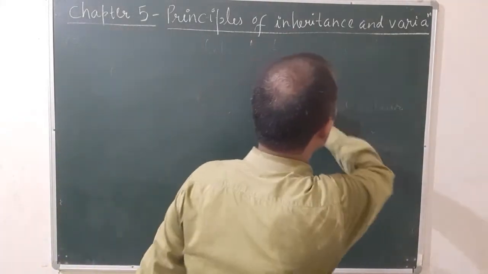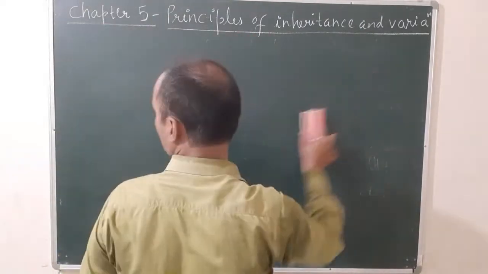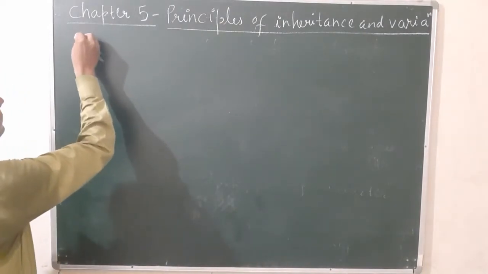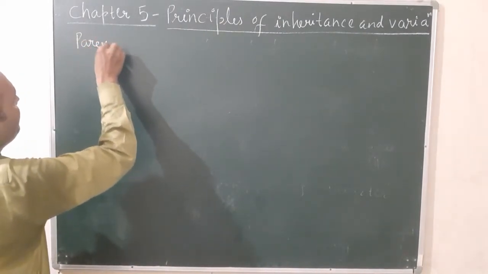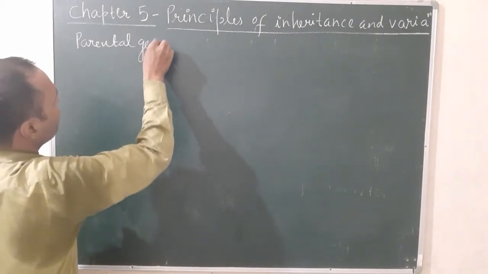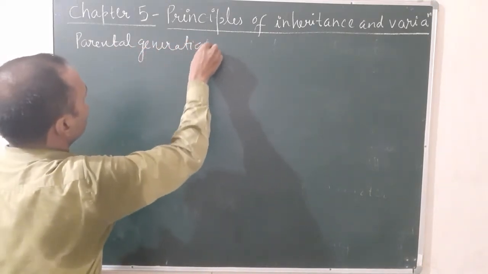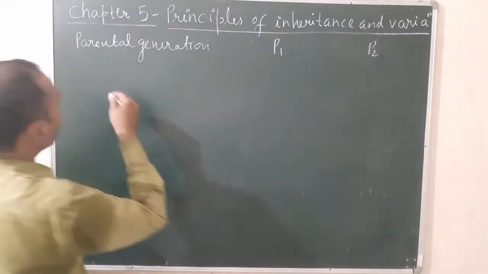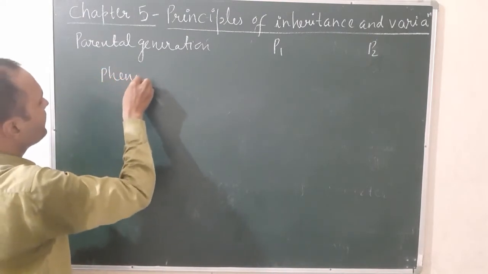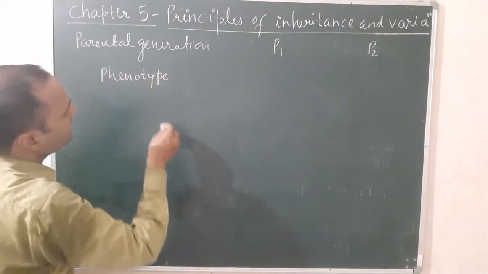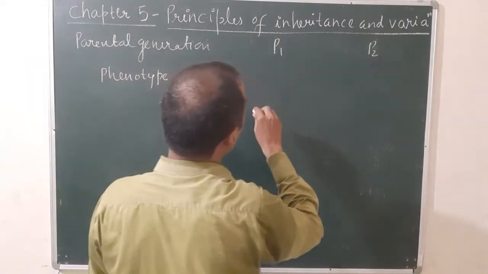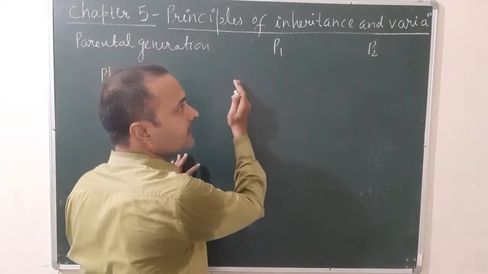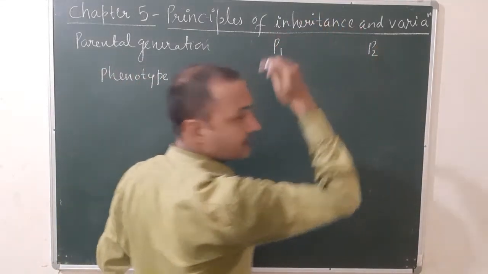We will start from the parental generation. It is already explained in the law of segregation. Let's see the parental generation. You will take here two parents, P1 and P2. Then the phenotype. The phenotype was, you will write here, round and yellow, because both are dominant. The dominant trait you always write on the left side, and the recessive trait always on the right side.